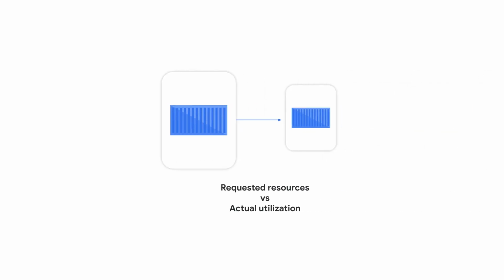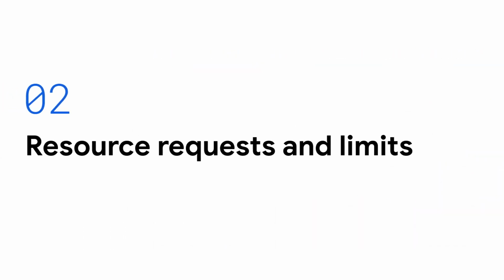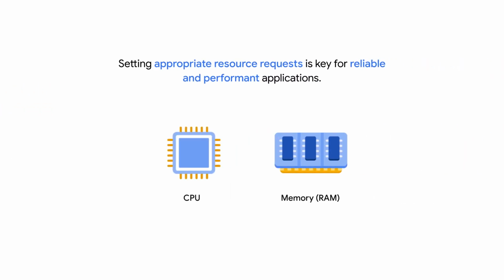Workload resource requests are often substantially over-provisioned. Right-sizing is the biggest opportunity to reduce resource waste and to control costs. To avoid over-provisioning, you should first raise awareness within technical teams about the importance of setting resource requests, and then focus on right-sizing your workloads. Next, let's discuss resource requests and limits. To reduce resource waste and avoid intermittent issues with performance and reliability, it is critical to understand your application capacity requirements to appropriately set resource requests.